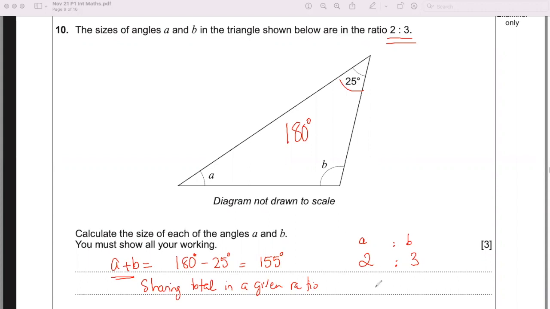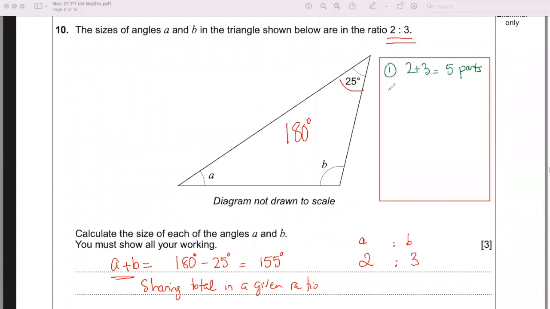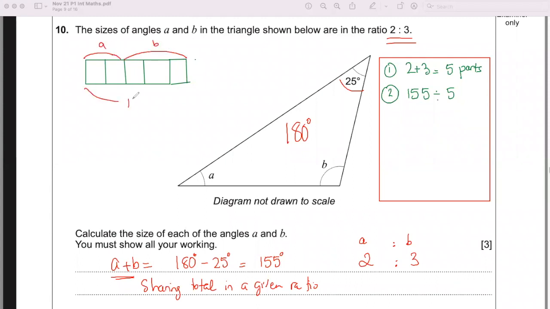So the first step you're going to do is, I have to actually do it here, sorry, because I'm running out of space, okay? So the first thing we're going to do is add the ratio. So step number 1, you just add the ratio, which is 5 parts. Second step, because the total is 155, you're going to divide that by 5 parts. So imagine it's a little bit like this here, okay? And then you've got 1 part, 2 parts, 3 parts, 4 parts, and another part there. They should all be identical. It's just me drawing it. So that is your A, which is 2 parts, and that is your B, which is 3 parts, and the total is 155 degrees. Okay, so that should give you 31.